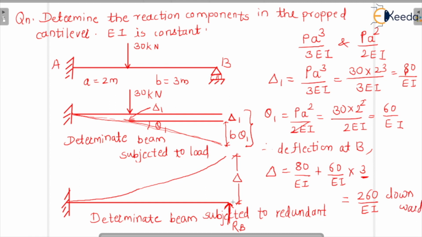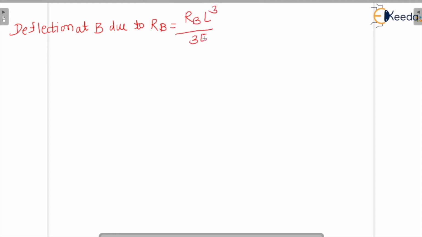Now, deflection at B due to RB. Let us see what is the deflection at B due to RB. So it is equal to PL cube by 3EI again. P is nothing but RB here. So RB into 5 cube by 3EI, and this is upward.